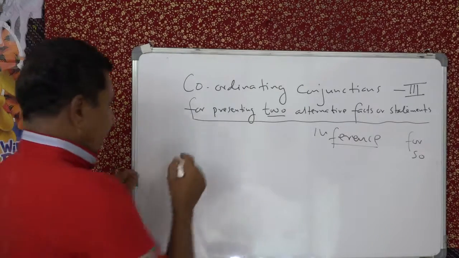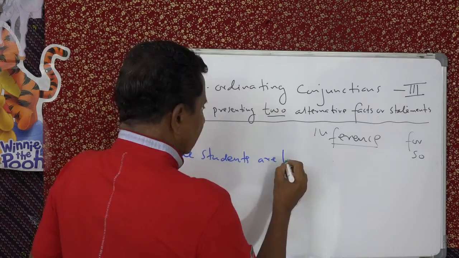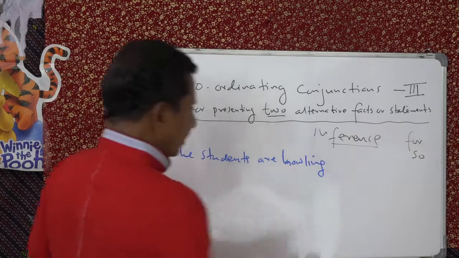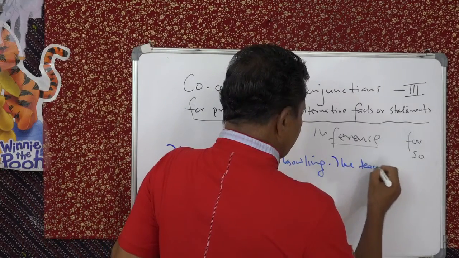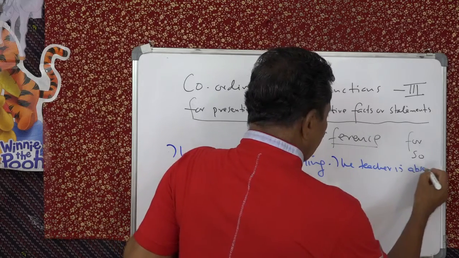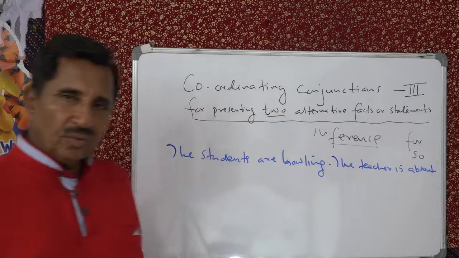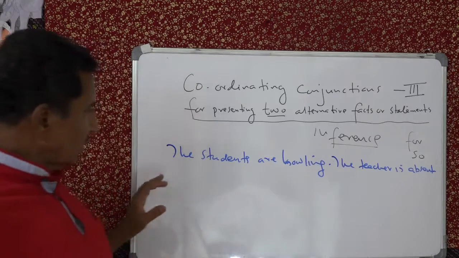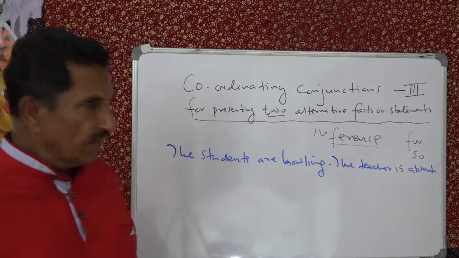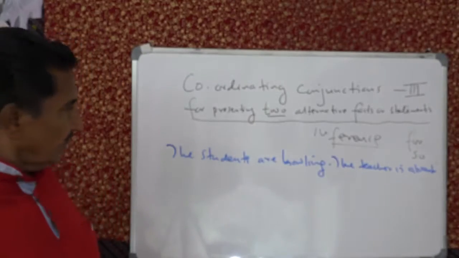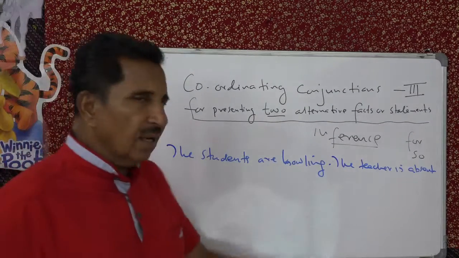You can see, for example, sometimes we find like this. The students are howling in the class. Sometimes you can hear them howl, no? Howling like foxes. The teacher is absent. So that is the inference. This is the statement: the students are howling. From this statement you infer a reasonable conclusion, and then you can say, the teacher is absent, so the students are howling. The teacher is absent is the statement, so the students are howling.